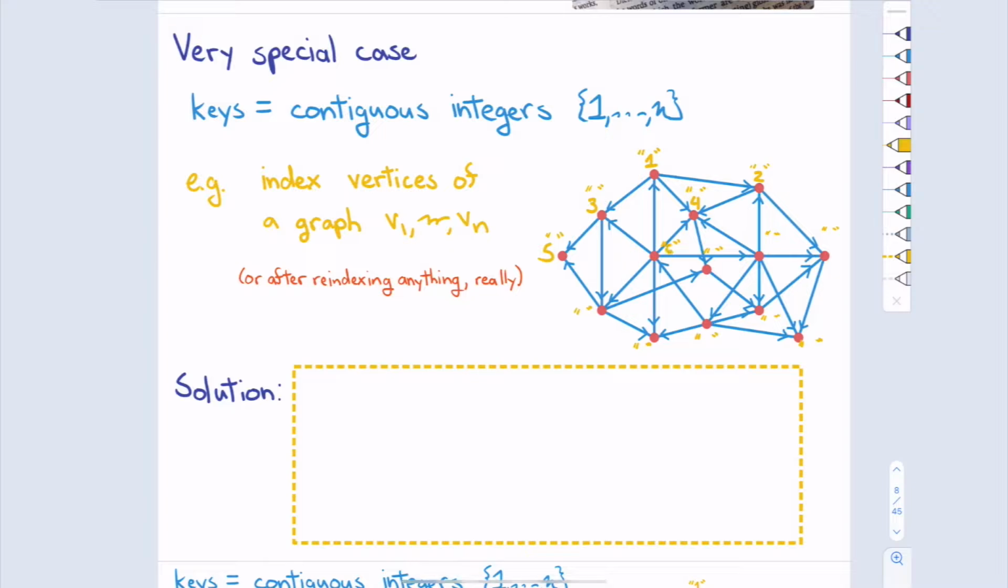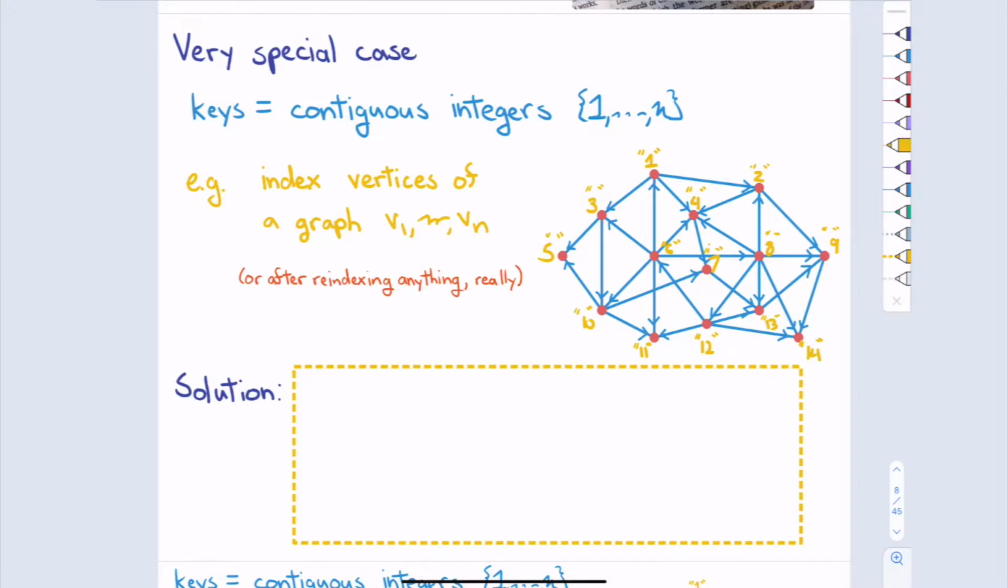And we can take our input and assign numbers to everything, or reassign numbers. And now basically our keys are integers between 1 and n, and it only took you linear time to go through it. It's not intuitive, right? So you might do this in a pre-processing step. So this quote-unquote special case does come up.